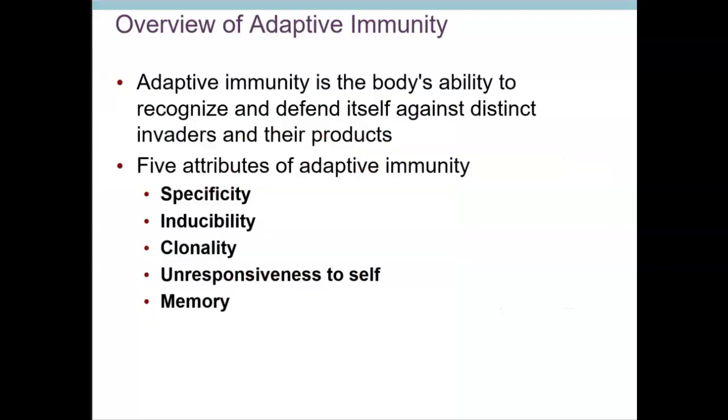So we've talked about innate immunity, and now we're going to talk about adaptive immunity. And that is the ability of our body to recognize and defend against specific invaders and the things that they make. So we have 5 pieces or attributes of adaptive immunity. Adaptive immunity has a very high specificity. The elements of adaptive immunity are very specifically targeted against very specific pathogens. It is inducible. It gets induced by exposure.